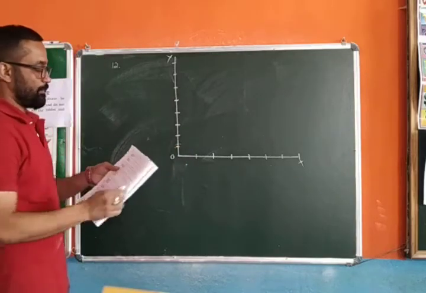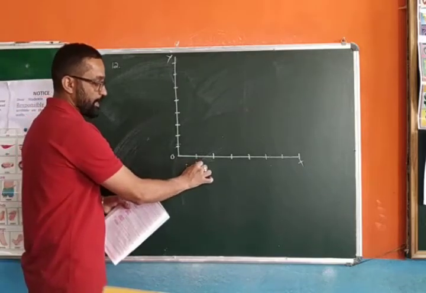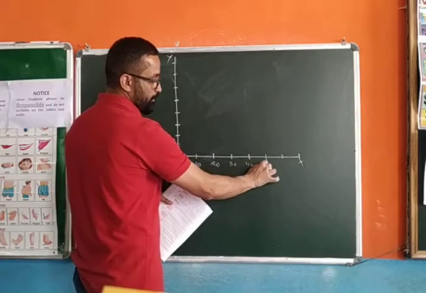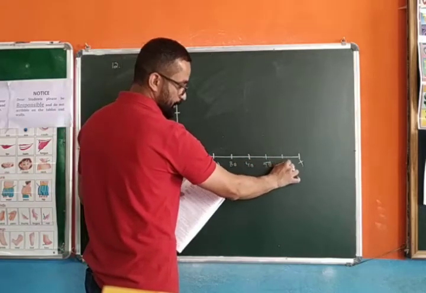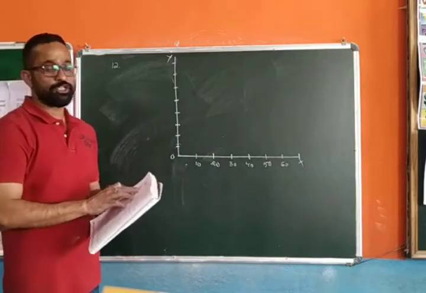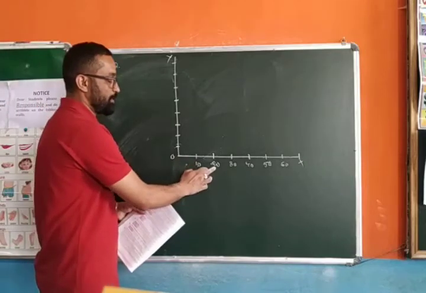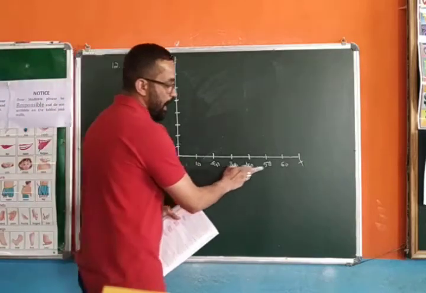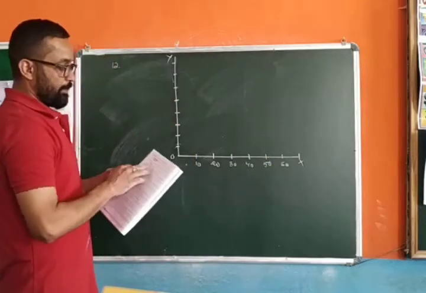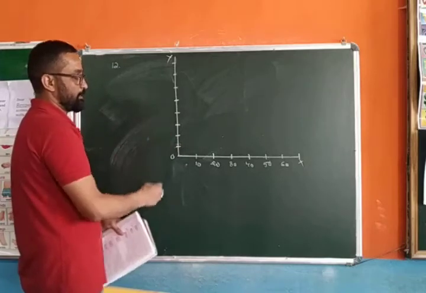Now you have the first class interval 10 to 20, so start from 10, 20, 30, 40, 50, 60. These are the values you have to mark. Because in the first class interval you have 10 to 20, 20 to 30, you do not repeat it. Start from 10 and then write down in increasing order. When you have this, you can mark it along the y-axis.